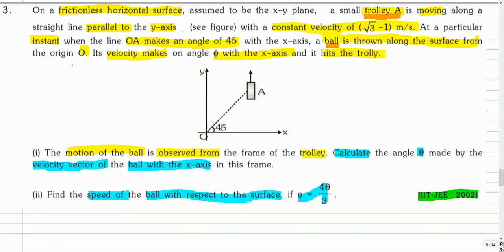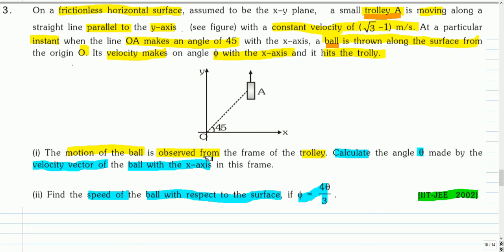This is the next question. On a frictionless horizontal surface assumed to be the xy plane, a small trolley A is moving along a straight line parallel to the y-axis with a constant velocity of root 3 minus 1 meter per second. At a particular instant, when the line OA makes an angle of 45 degrees with the x-axis, a ball is thrown along the surface from the origin. Its velocity makes an angle phi with the x-axis and it hits the trolley.